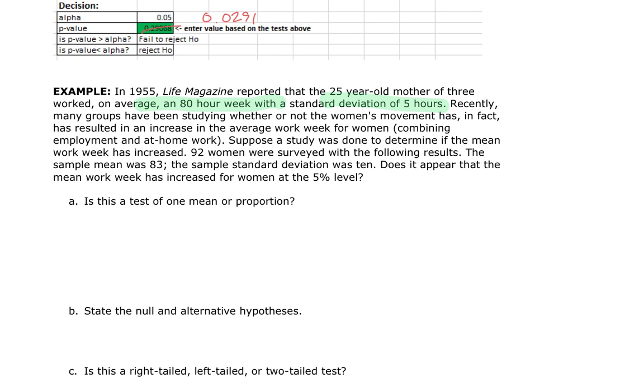So this has given me the population standard deviation, and it's given me the mean. Recently, many groups have studied whether or not the women's movement has in fact resulted in an increase in the average work week for a woman, combining the employment and at-home work. Suppose a study was done to determine if the mean work has increased. 92 women were surveyed with the following results. The sample mean was 83. The sample standard deviation was 10. Does it appear to be true that the mean work has increased for women?